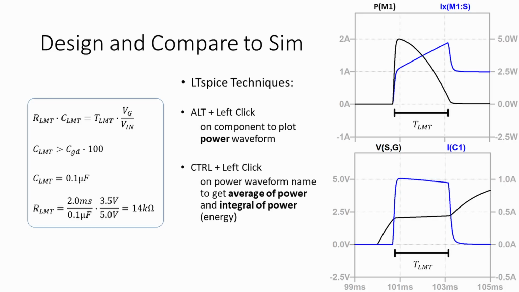In LTspice, once the sim runs, you can Alt left click on the transistor to plot its power waveform. Once the power waveform is available, you can zoom into the relevant area and Control left click on the name of the power waveform to get a pop-up window that tells you the average power and the integral of power, which is the energy. These 2 calculations are done over the visible plot, so it's important to zoom in to the proper location. Since we can get all of this info, we can check how close the calculated design values are to the sim.